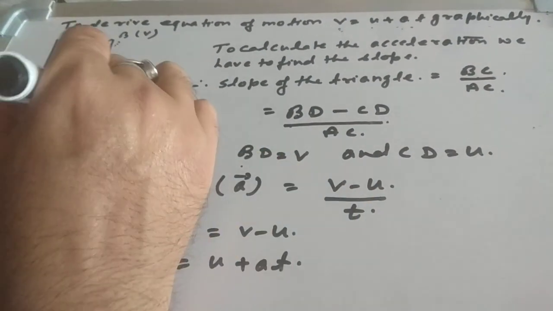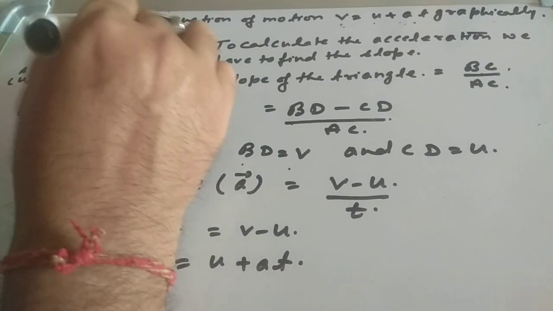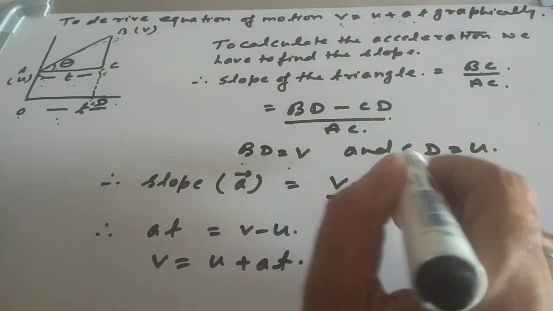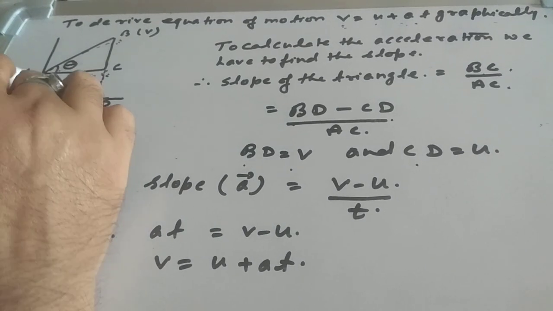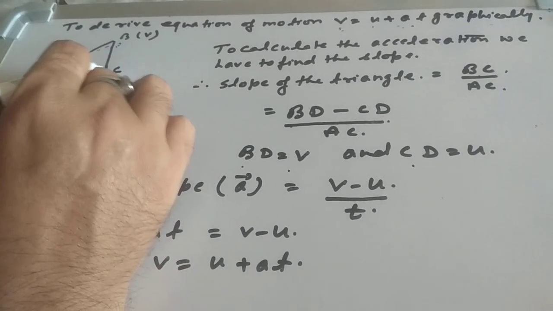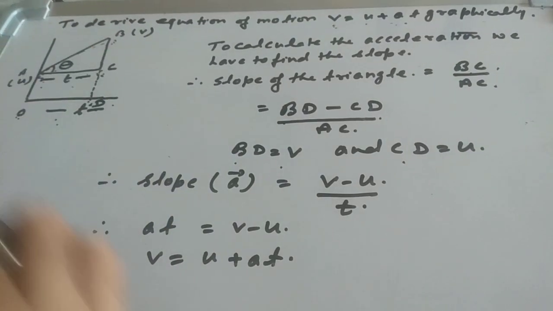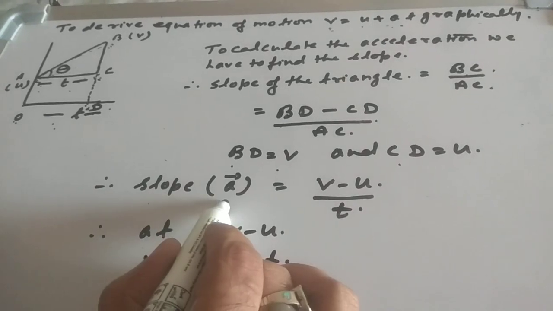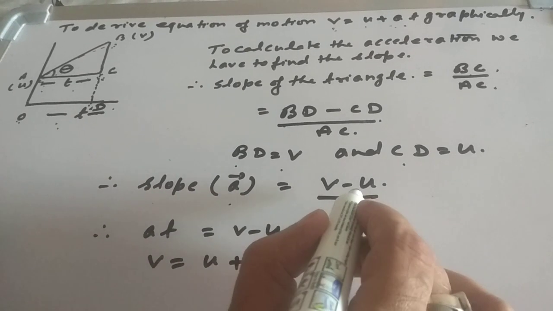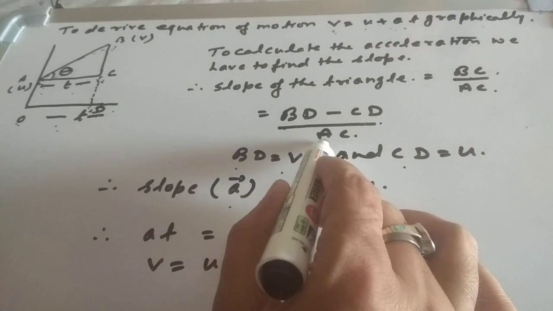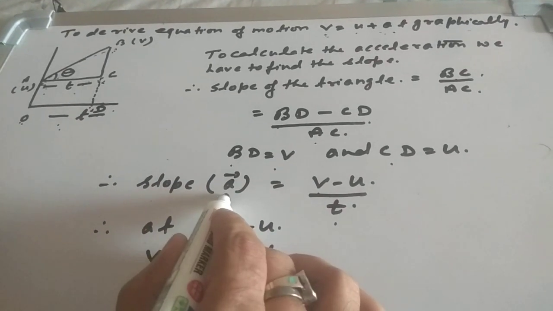What is the value of BD? The value of BD is v, because from this position to this position it is taken as v. And what is the value of CD? That is u. Why is it u? Because from O to A it is u, and CD is parallel to OA, so it is taken as u. Now the slope a is equal to BD, which is v, minus CD, which is u, divided by AC, which is t. So v minus u by t. That slope is written as acceleration.